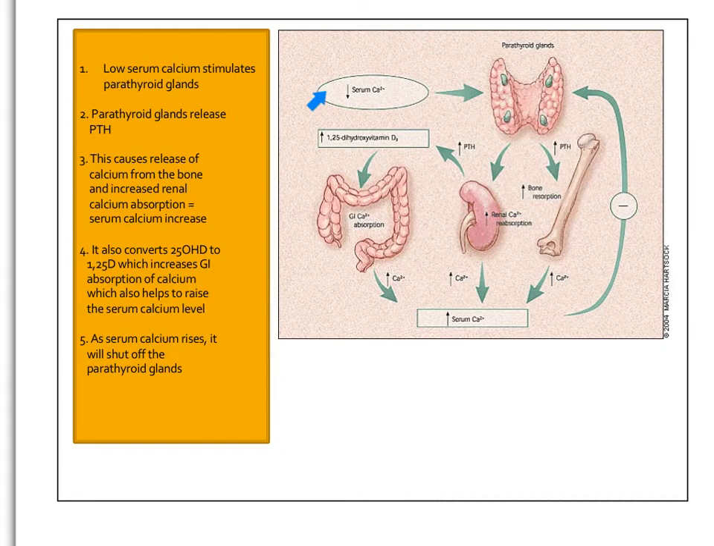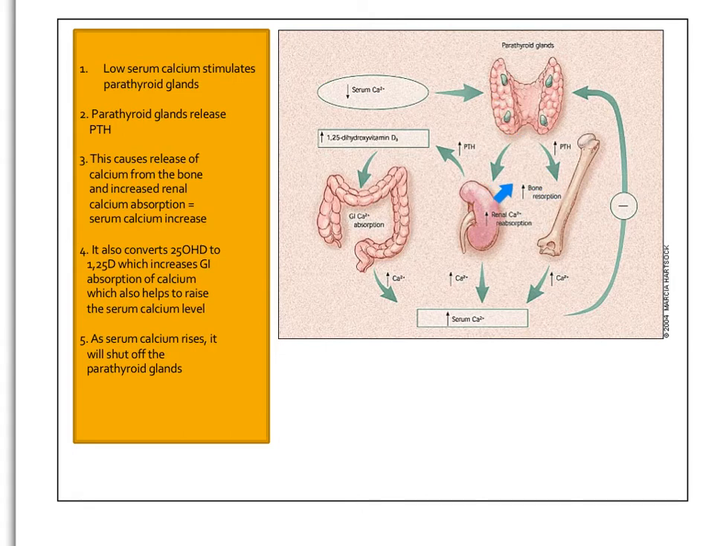Up here, we have low serum calcium. All right, low serum calcium here at number 1. And this stimulates the parathyroid glands to start putting out parathyroid hormone. Parathyroid hormone is released and it affects bone, and so we get resorption of calcium out of the bones. And it also comes down to the kidney and tells the kidney to go ahead and reabsorb calcium. We'll also put out phosphate from the kidney as well.